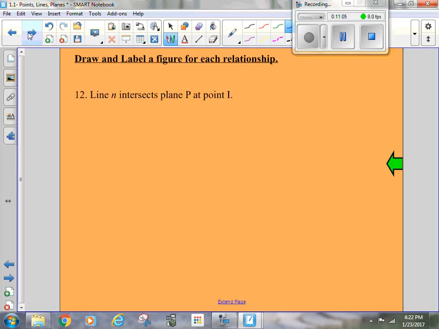So I want you to draw and label a figure for each of these relationships. So line N intersects plane P at point I. So we have a plane P, which I'm going to label with a script capital P, and then we have line N intersects it at a point.